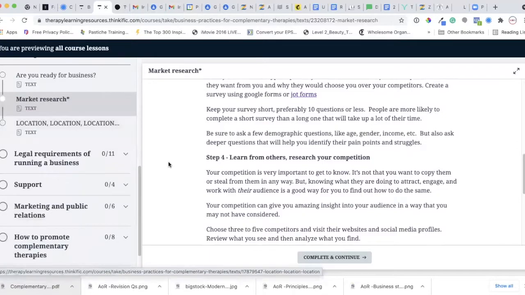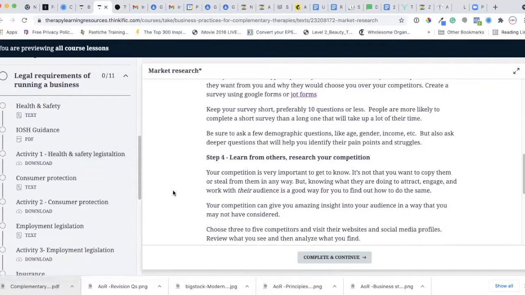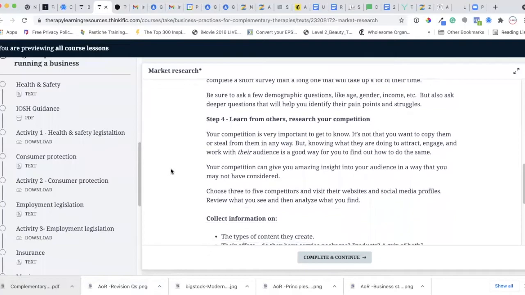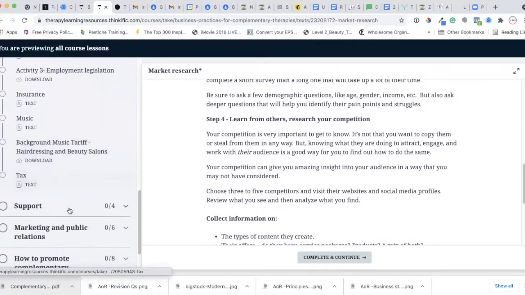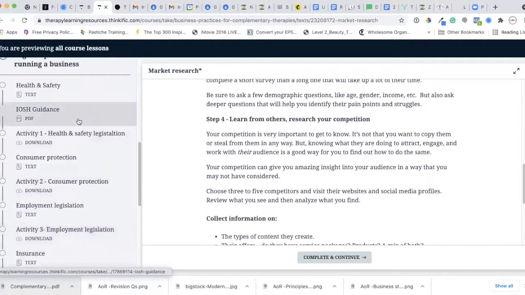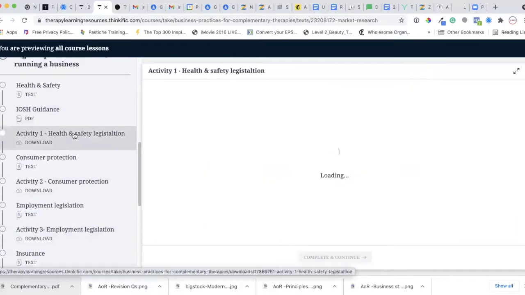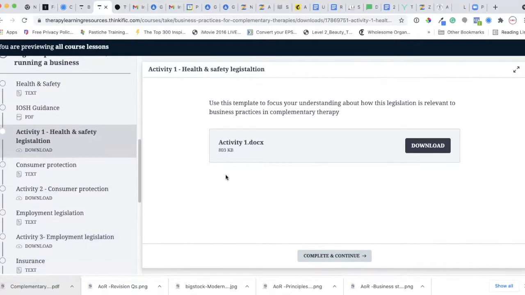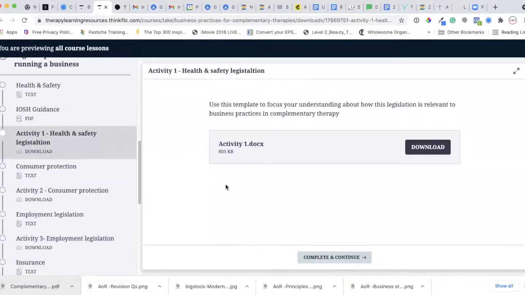There's a little bit on location as well, but okay, so we then have the legalities. So all of these lovely things that you actually do need to know about. And there is an activity, not an assignment, an activity. So this activity is, it's not showing here, but basically it's a box with all of the legislation that you need to consider, and it asks you to identify how it affects you. Might not affect you at all.